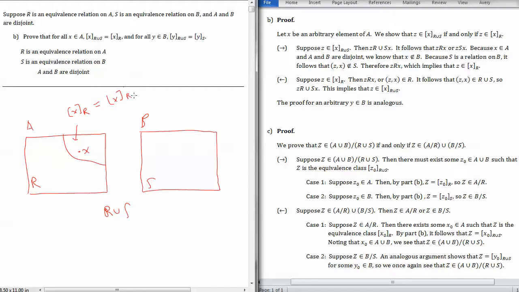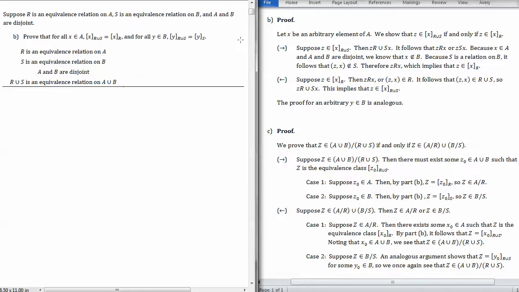So that is why we expect those to be equal, and exactly the same reasoning would hold for an element y over here and its equivalence class with respect to S. Okay, so let's try to write down a proof of that.